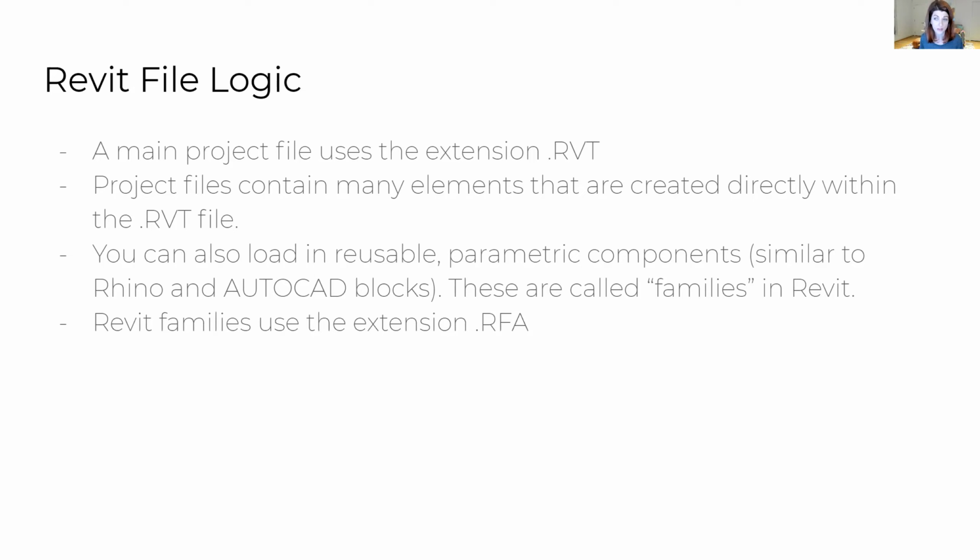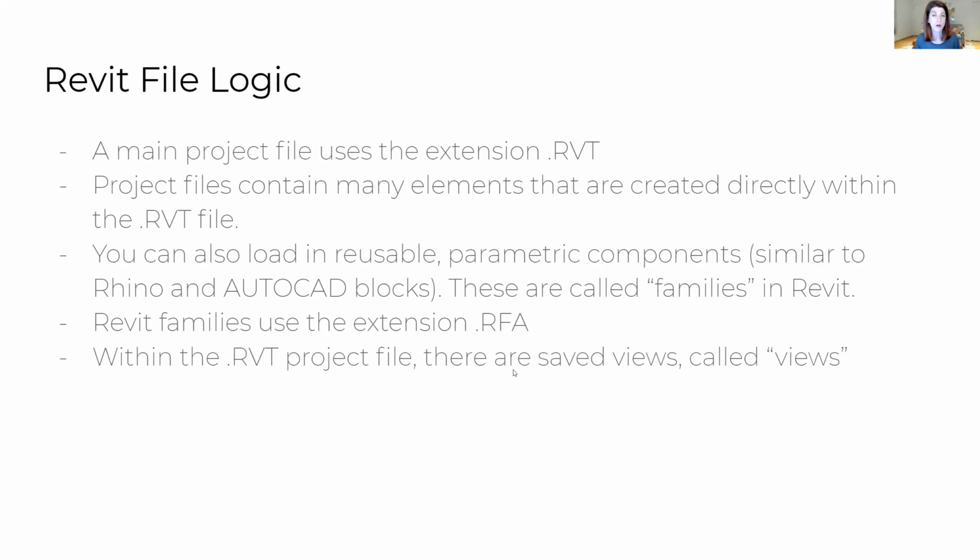You can download them directly from the manufacturer. There are lots of places to get Revit families, and there are plenty of Revit families that are created in the office that you're working at that they've used for multiple projects, whether it's a specific type of detail or something that they use over and over again. So you'll see these RFAs everywhere, and they live inside the RVT file.